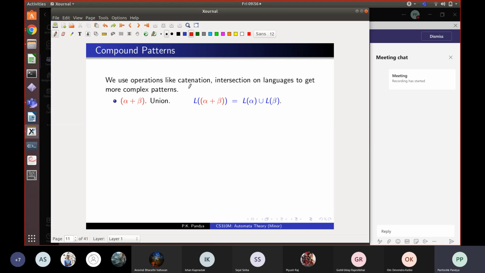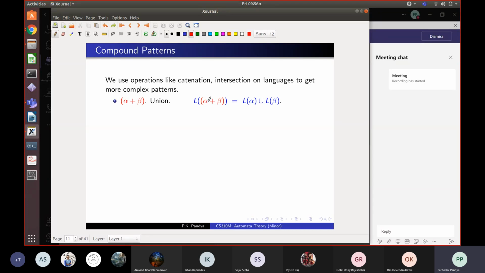And we use operations like catenation, intersection, etc. on languages to get more complex patterns. So I will give you a list of operators which you can use to combine basic expressions to get more complicated expressions. So given expressions, remember alpha, beta, gamma range over expressions. Given two expressions alpha and beta, I can construct a new expression alpha plus beta. Bracket is just an extra symbol we use to make the scope of plus clear. So alpha plus beta is a more complex pattern. And plus denotes union.